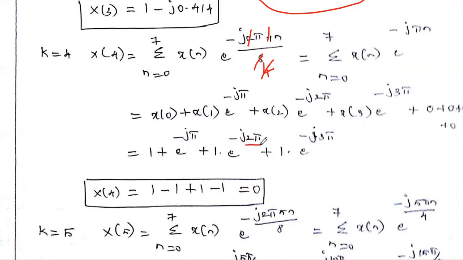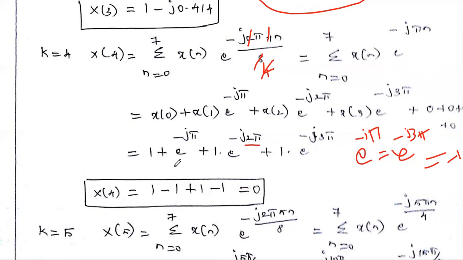Even multiple of pi, okay, 2 pi, 4 pi. You see e power minus j pi, that is an odd multiple of pi. Similarly, e power minus j 3 pi, odd multiple. Similarly, e power minus j 5 pi, 7 pi, 9 pi, all odd multiples of pi, the answer is minus 1. Similarly, for even multiples of pi, e power minus j 2 pi, 4 pi, 6 pi, 8 pi, the answer is plus 1. Okay, so you remember.